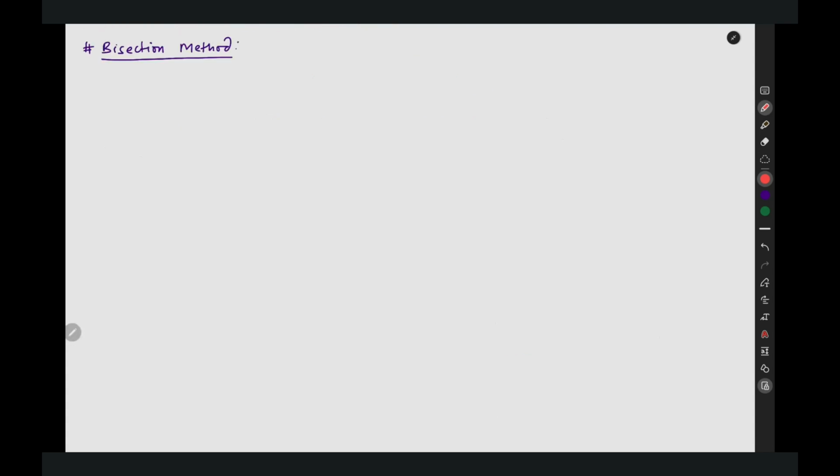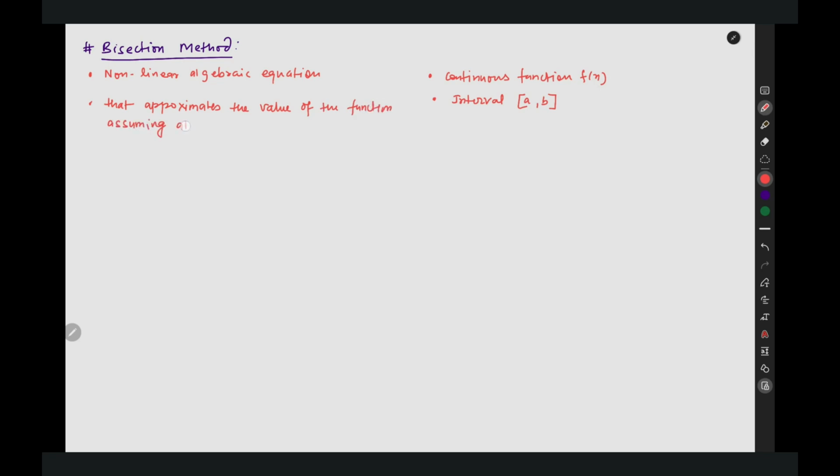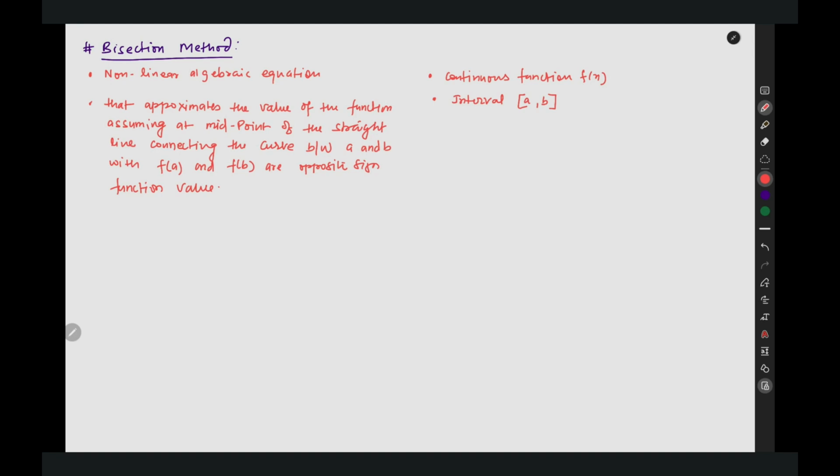This method applies for non-linear algebraic equation which is a continuous function f(x) in the closed interval [a, b] that approximates the value of the function assuming at midpoint of the straight line connecting the curve between interval a and b, with f(a) and f(b) having opposite sign function values. So now we will understand this with the help of diagram.